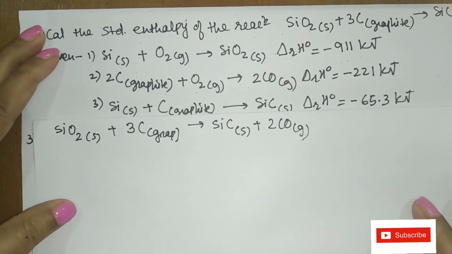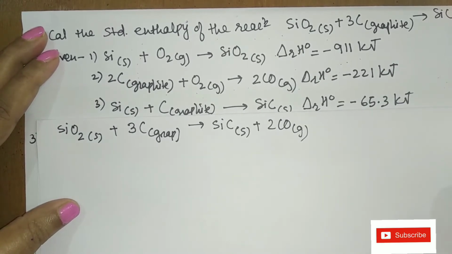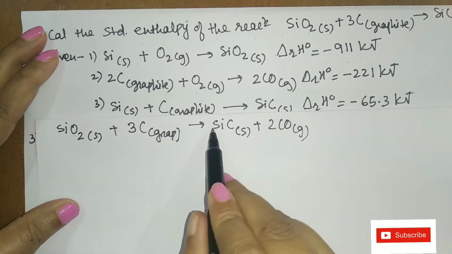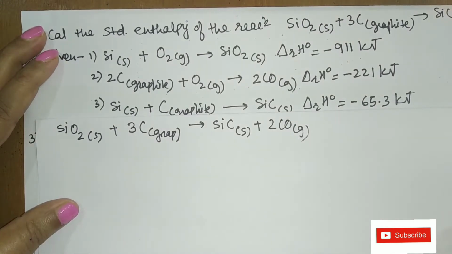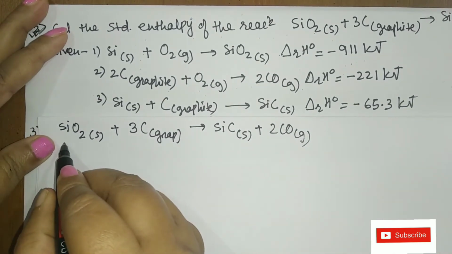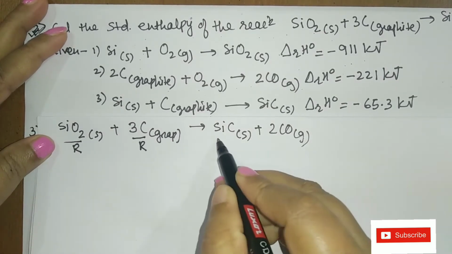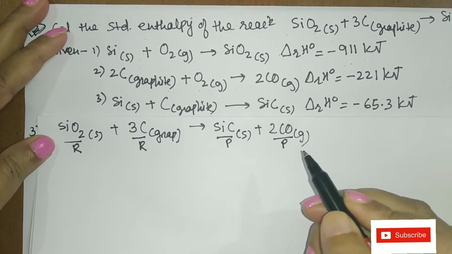So next, very important thing. First, what I have written is the required equation. Second important thing, I'll check whether the reaction is balanced. Silicon, oxygen 2 and carbon 3. So the reaction is balanced. Now students, I want SiO2 on the reactant side, carbon on the reactant side, silicon carbide on the product side, and carbon monoxide on the product side.